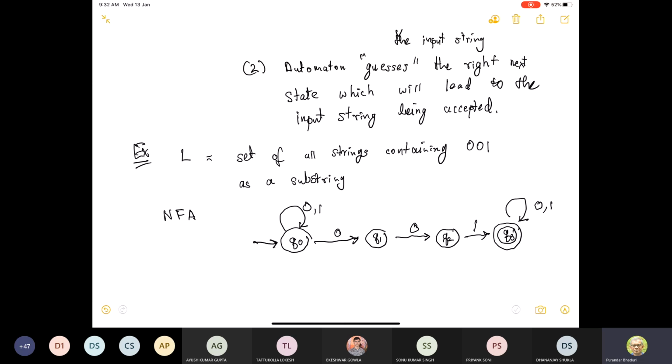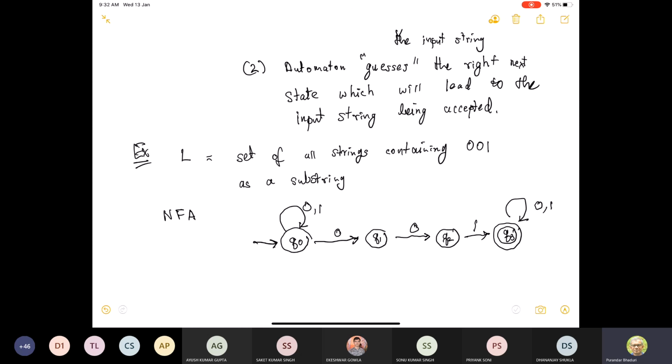So can anyone say why this is an NFA and not a DFA? At Q0, there are two zeros which are going out. Yes. So at Q0, on a zero, you can either remain in Q0 or you can go to Q1. Okay. So there is a choice. And here is the guess. At some point, you can put it this way.